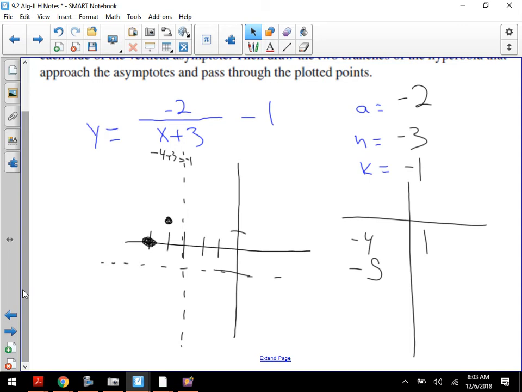-2 divided by -2 is 1. 1 minus 1 is 0. So with those 2 points shaped like that, that tells me the curve on the left is going to do this. That's what tells me, just by having those plot points.